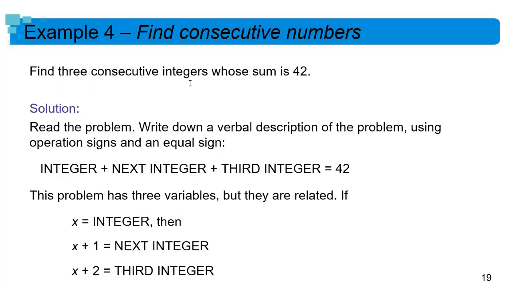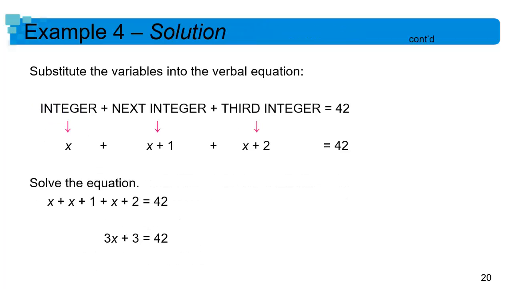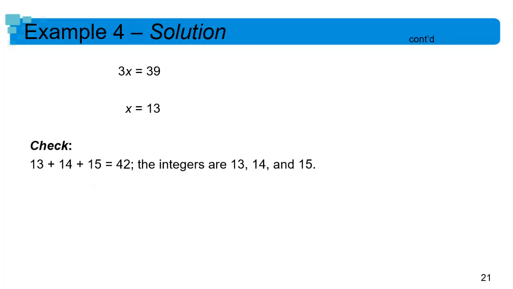If you need to find 3 consecutive integers, not even or odd, just 3 consecutive integers whose sum is 41, you know that the first integer is x, the next one is just x plus 1, the third one is just x plus 2. You add those 3 together and set equal to 42. Do the math. Very simply, you get that x equals 13, and then you add 1 and add 1 again, you get 13, 14, 15.